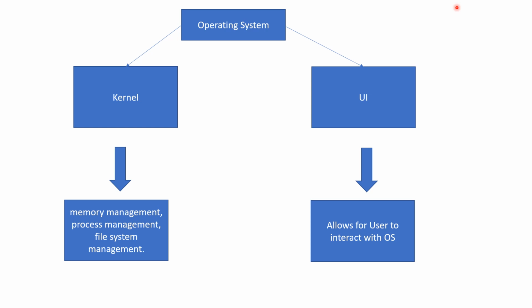However, the kernel is the main part of the operating system. It provides all of the core services such as memory management, process management, file system management, and security. Operating systems also include many other things such as libraries and system calls, which we'll get into later.